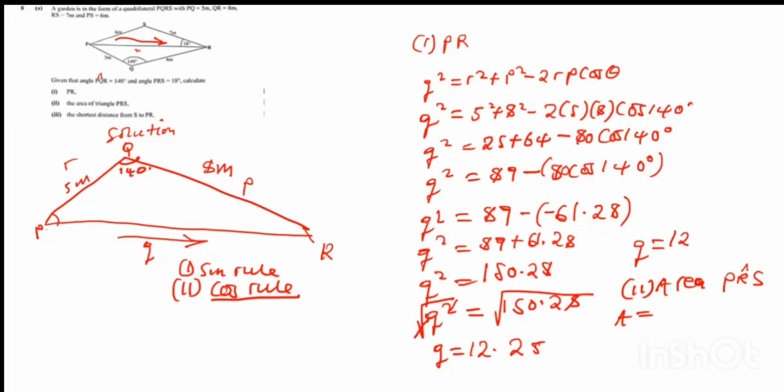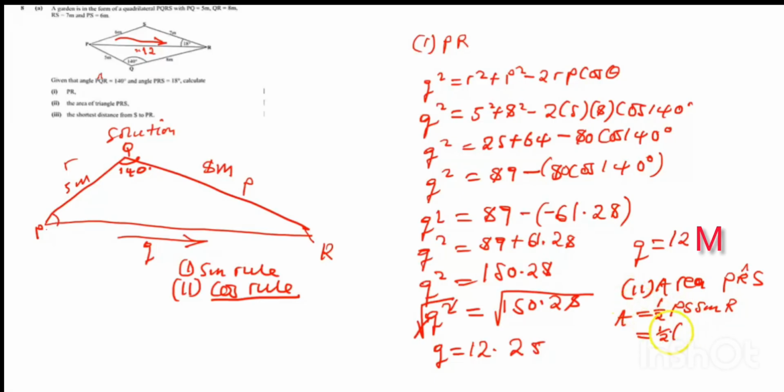So here, since here there is 12, for us to find the area of triangle PRS, we're going to use this angle 18 here and two sides, which is P and S. Okay, in which it will be half PS sin R.